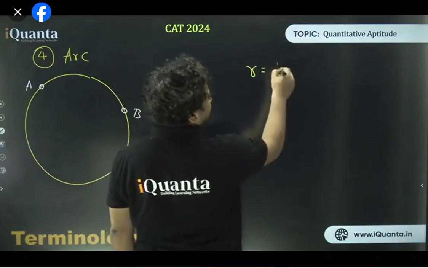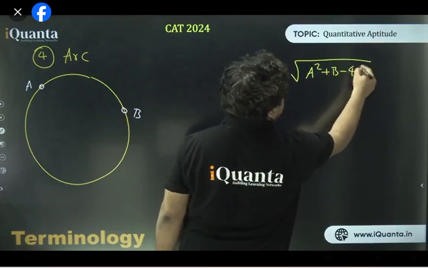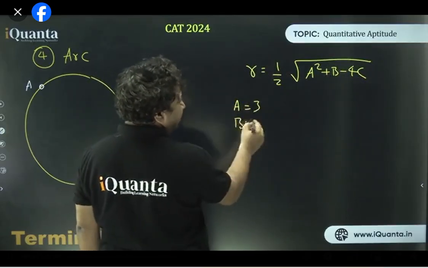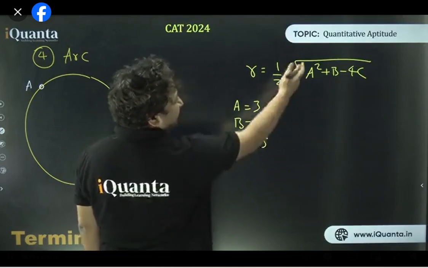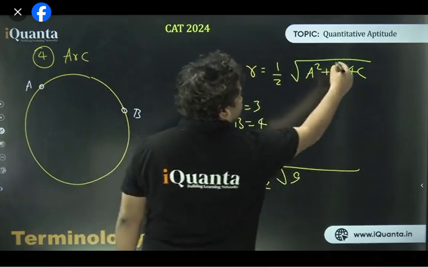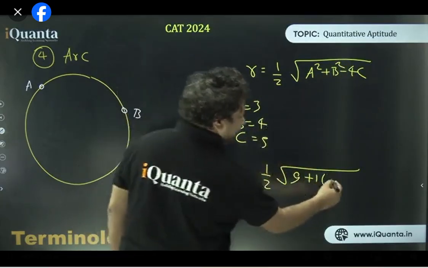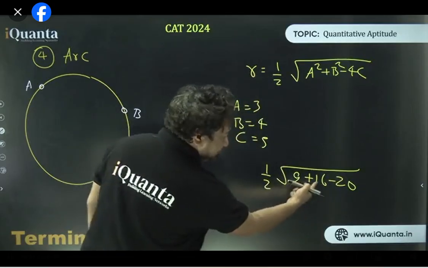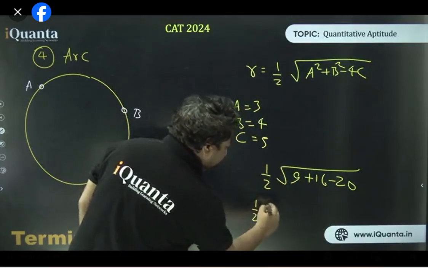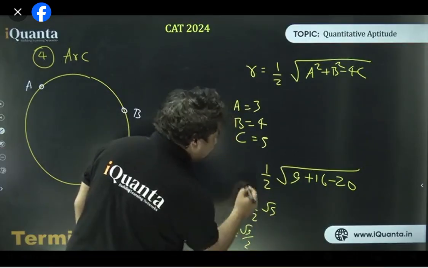Radius. What was it? 1 by 2 root of a square plus b square minus 4c. The question that I gave you, value of a was 3, value of b was 4, value of c was 5. Let me put in the values. 1 by 2, square of a is 9, square of b is 16, minus 4 into 5 is 20. 9 plus 16 is 25, minus 20 is 5. So we get 1 by 2 into root 5. Root 5 by 2.